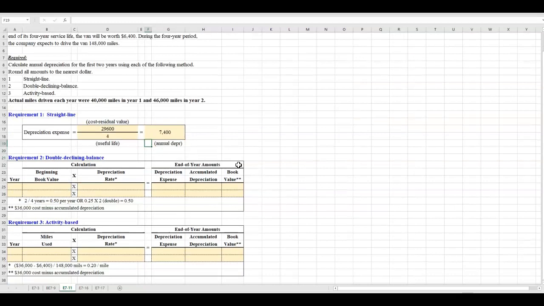Double declining balance is an accelerated method. What you want to remember about double declining balance is it's double the straight line rate. So the straight line rate is 4 years, so it's 1 over 4. If you take 1 divided by 4, it's 25% per year under straight line. So be careful here. A lot of students just double the straight line amount. You can't do that. You have to double the straight line rate.